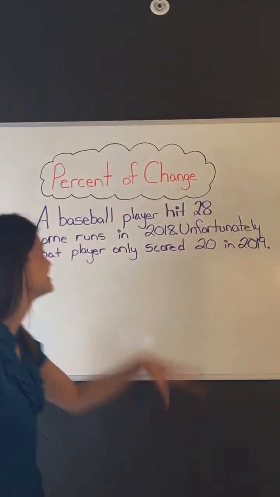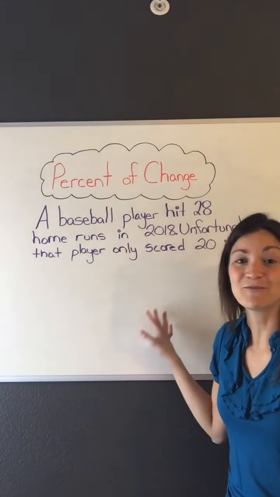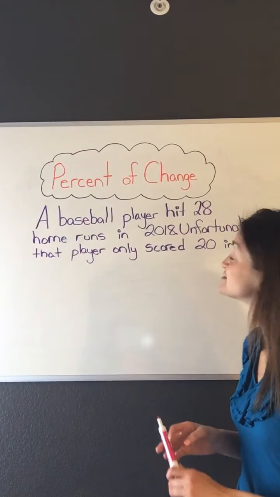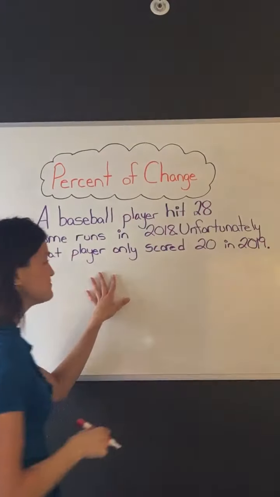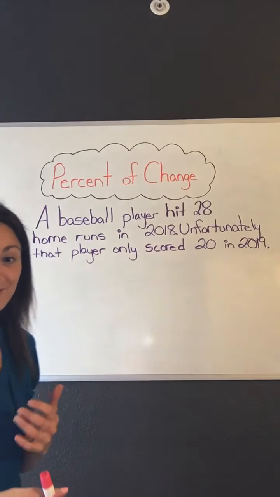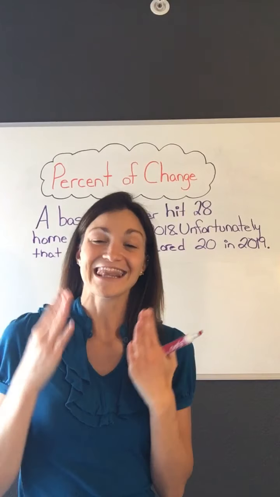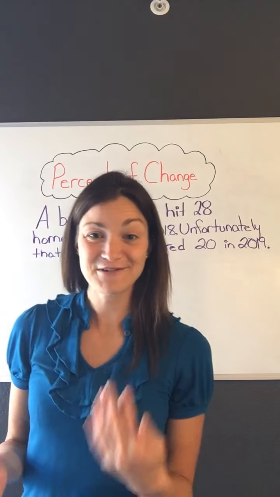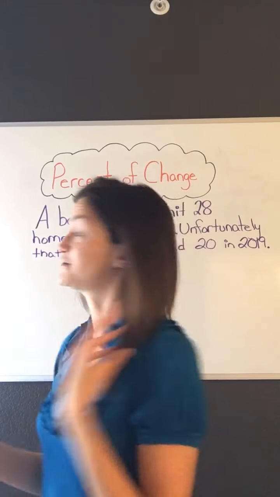So let's get started. A baseball player hit 28 home runs in the year 2018. Unfortunately, that same player only scored 20 home runs in the year 2019. So, let's find the percent of change. If you're taking notes, I think it would be great to write these steps down. If not, more power to you.